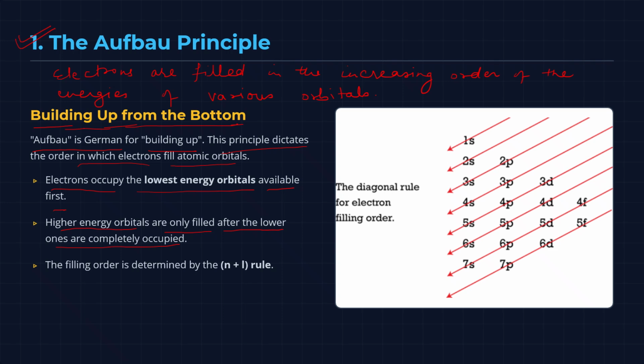For example, first you have to remember this rule also. That is, we will show here from first to seventh period, only S subshell we will write here. Then from second onward, we will write here P subshell. Then third onward, we will write D subshell.